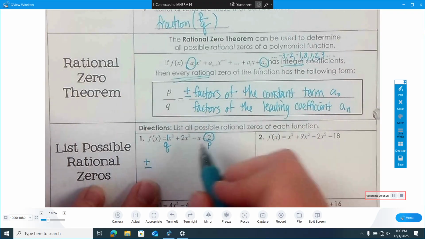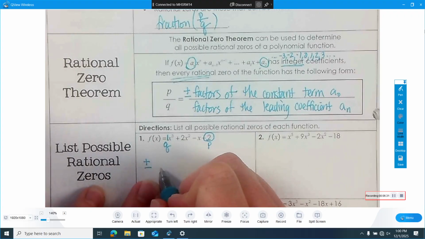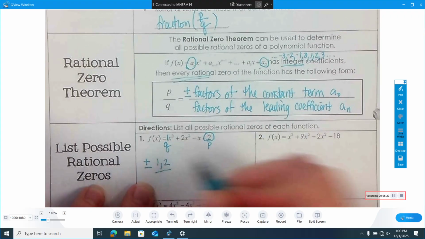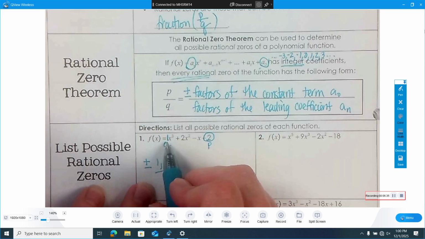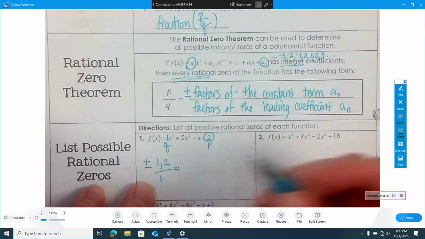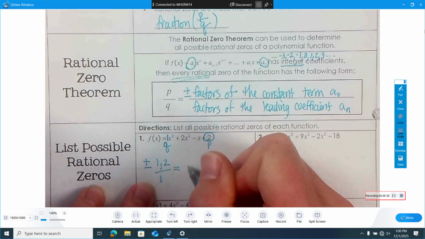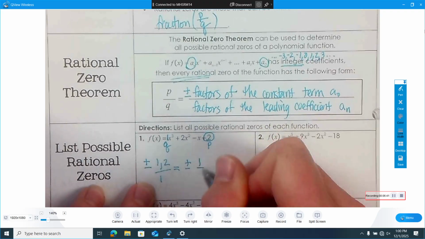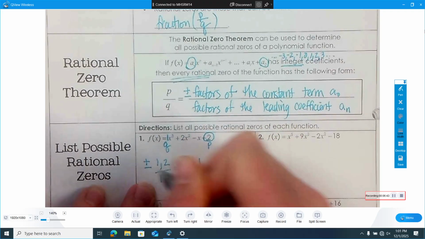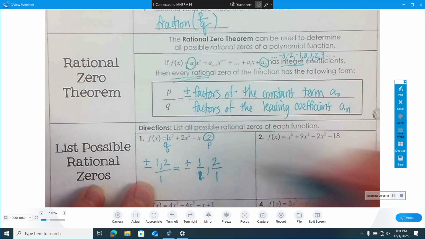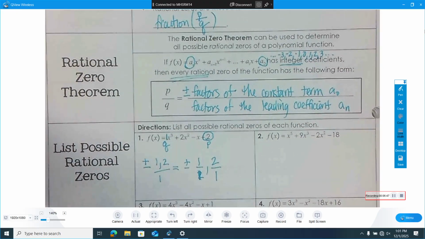Which, this is a stupid one. I don't know why I started with this one. What are the factors of 2? 1 and 2, and that's it. What are the factors of 1? 1. And so what this means is we could have plus or minus 1 over 1, or 2 over 1, which is really just plus or minus 1 and 2.